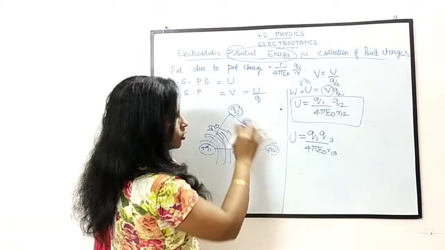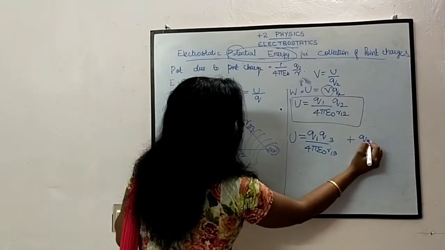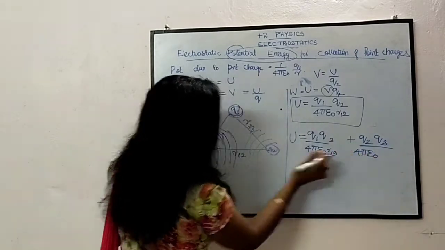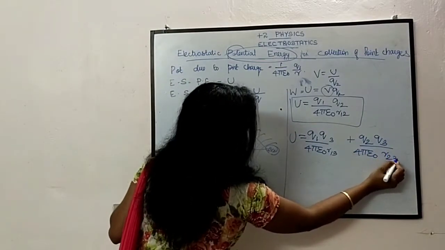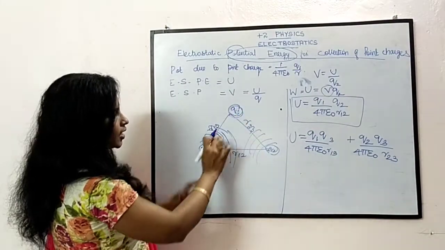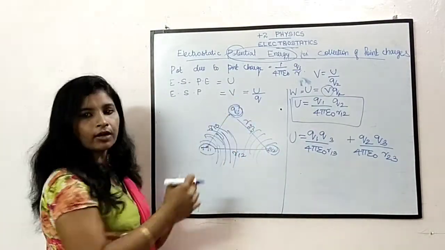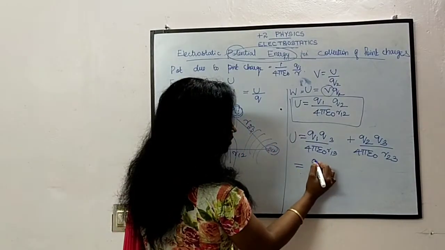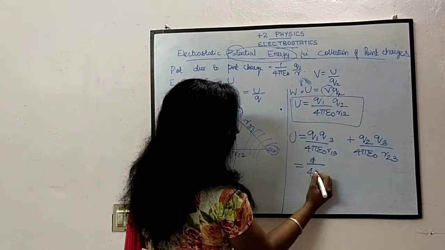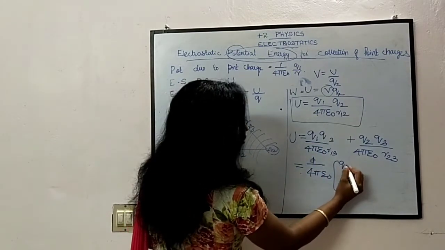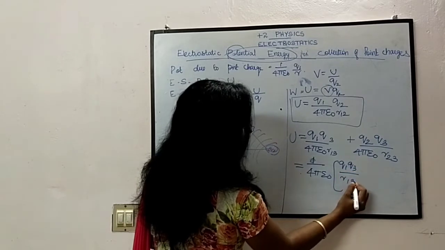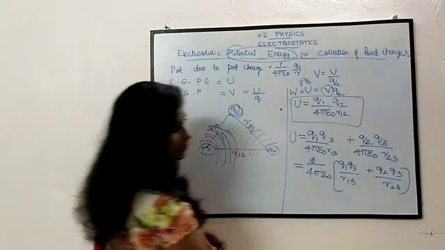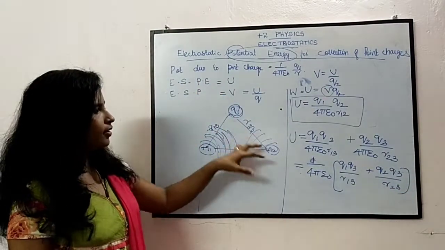Similarly, due to this, what do you want to do? Q2 into Q3 divided by 4 pi epsilon naught. What is the distance here? R23. Okay, understood? So the potential develops at this place due to both of these charges. Right? So take the common terms outside. The common term is 1 by 4 pi epsilon naught. Remaining Q1 Q3 by R13 plus Q2 Q3 by R23. Okay, clear?